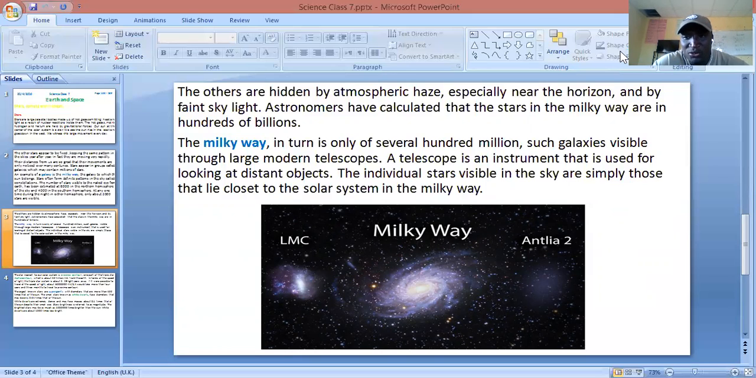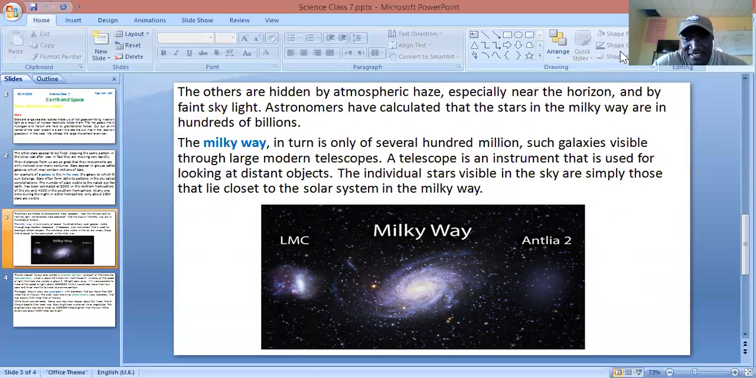Now, let me ask you a question. We studied it in class 6 about the solar system still. What is a telescope? A telescope is an instrument that is used for looking at distant objects. With a telescope, the object you are looking at appears nearer and larger. So a telescope is an instrument that is used for looking at distant objects.